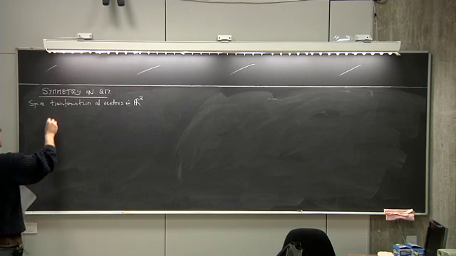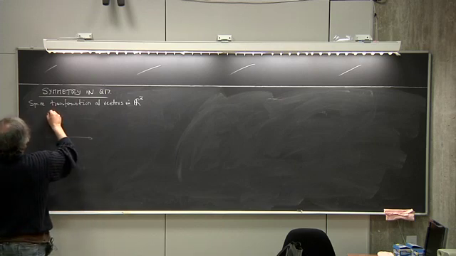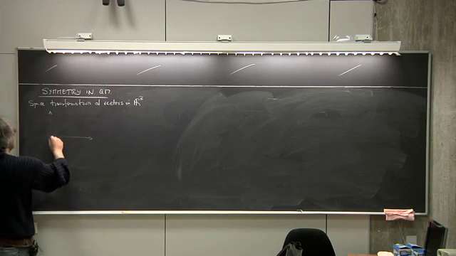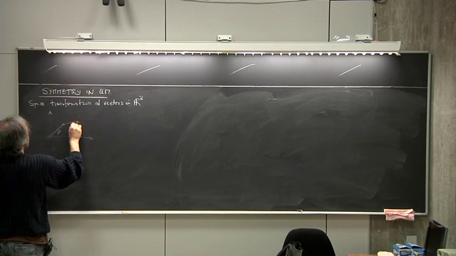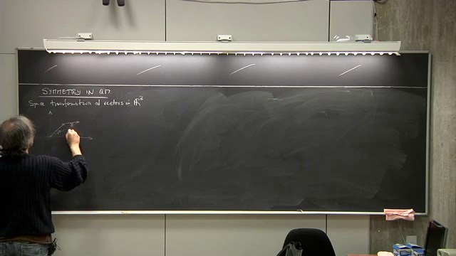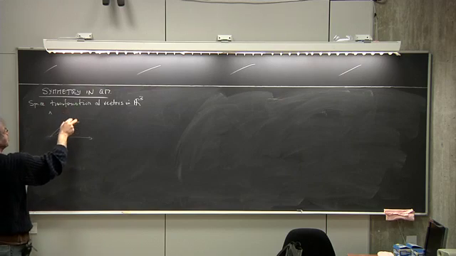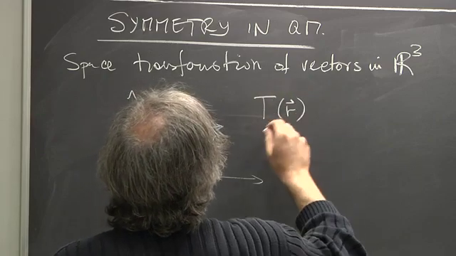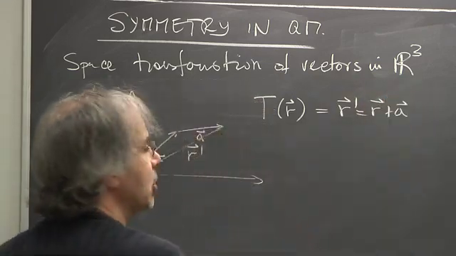I will draw things mostly in 2D or even 1D sometimes, but you should imagine everything in more general cases. If you have a certain vector, call it R, you can translate it by a certain A, obtaining a new vector R prime. So every point in space is translated by the same amount A. This is a very simple transformation which brings R into R prime equal to R plus A. It's called translation.